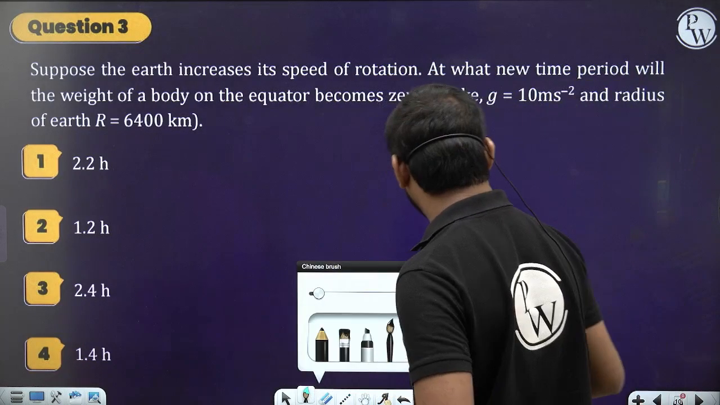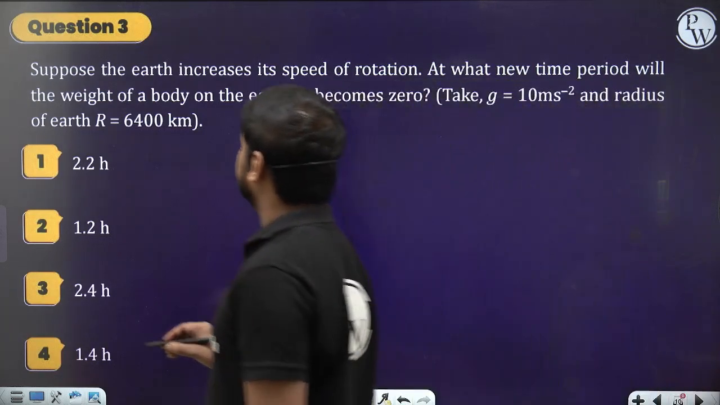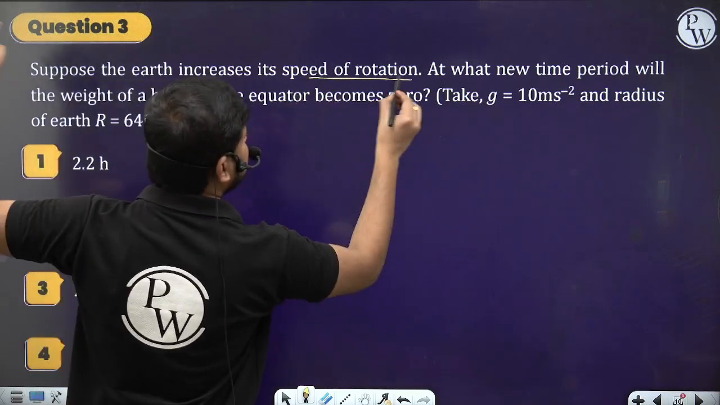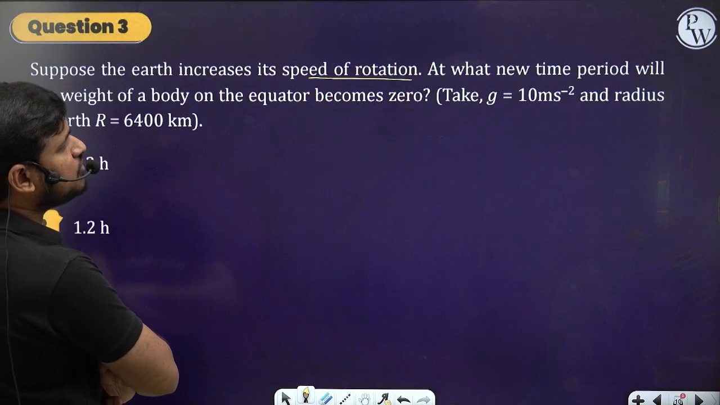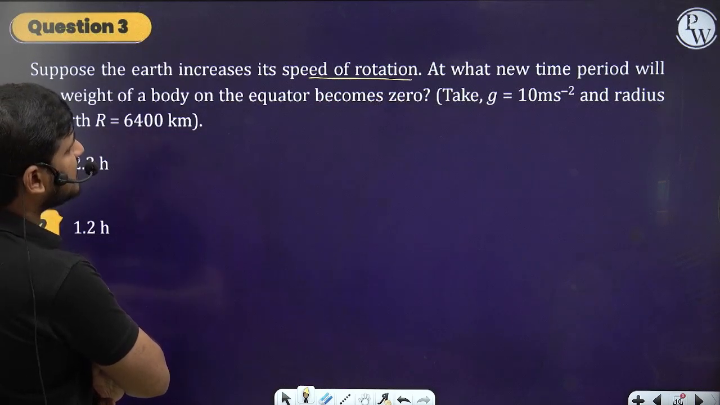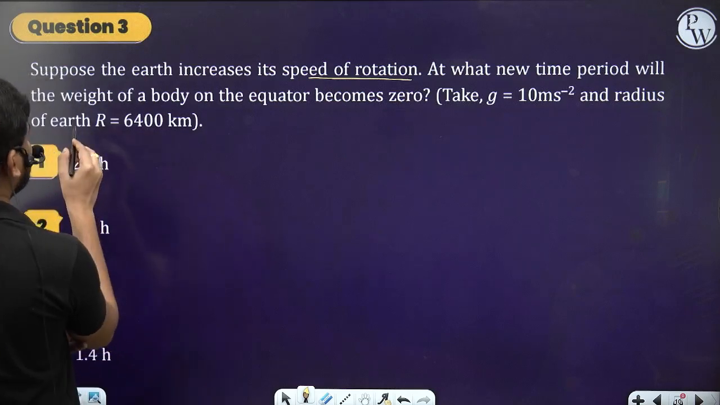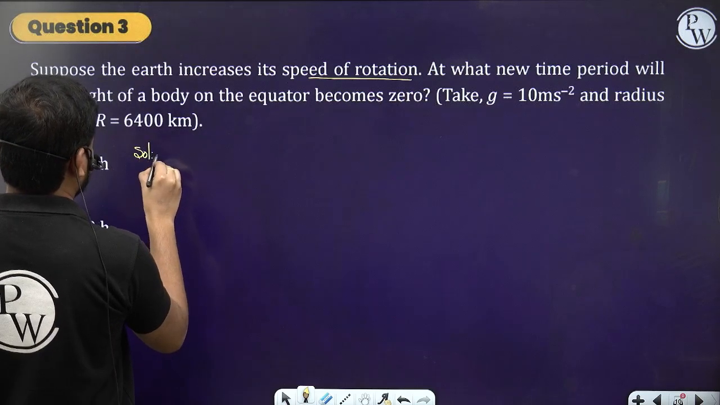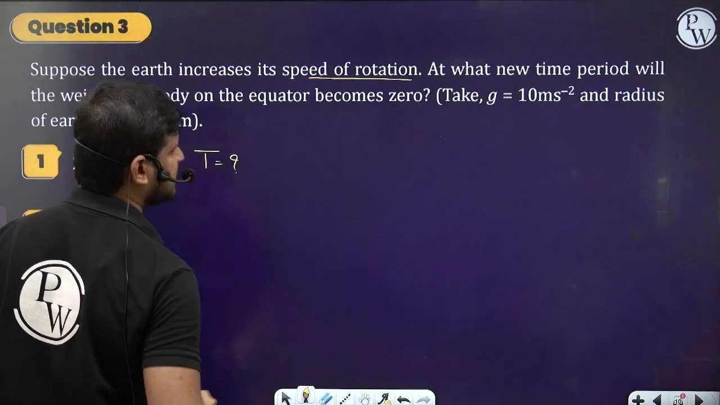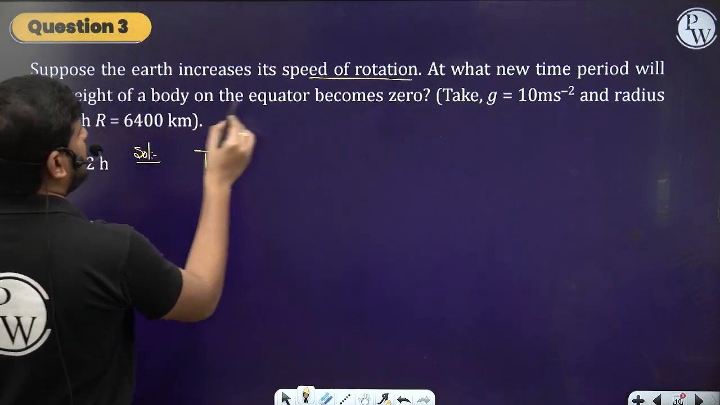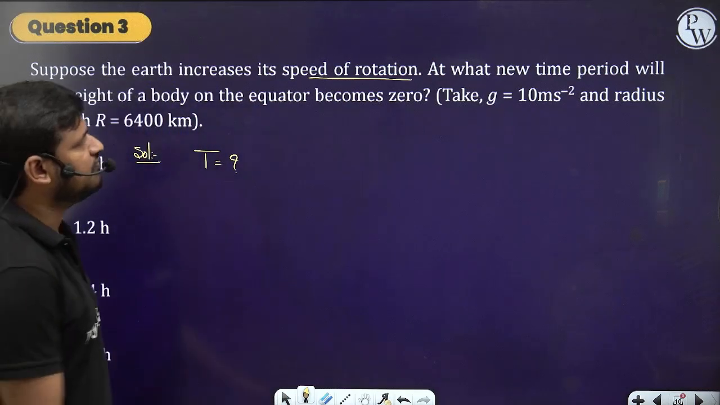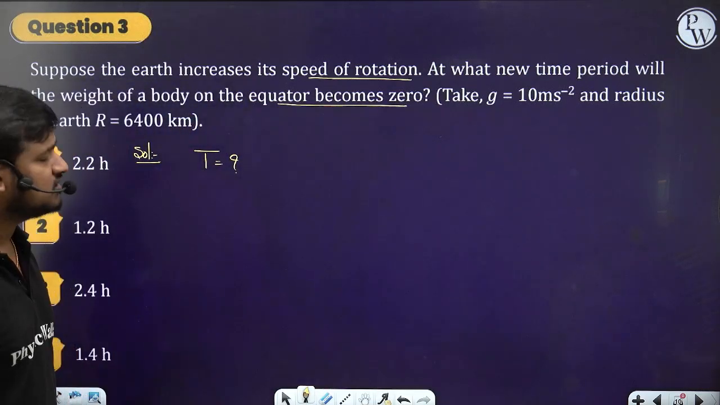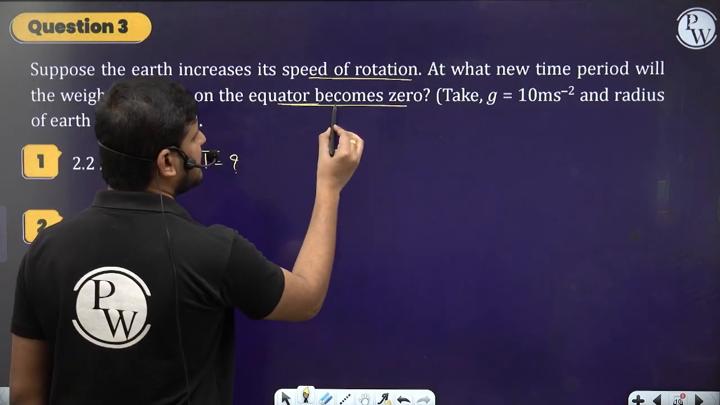So let's move further and take this question. What does the question say here? Suppose the earth increases its speed of rotation. At what new time period will the weight of a body on the equator become 0? So we have to find the time period. So the weight of the body on the equator becomes 0. What is the weight of the body on the equator first?